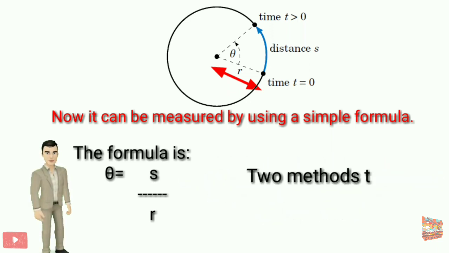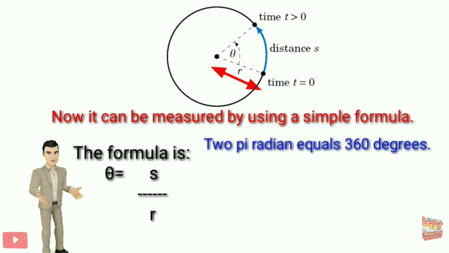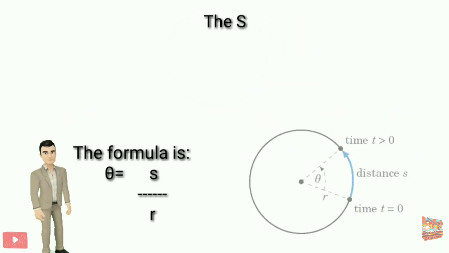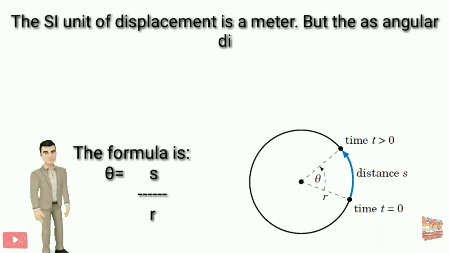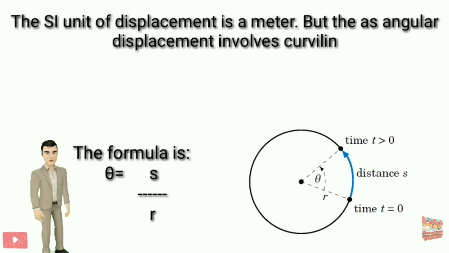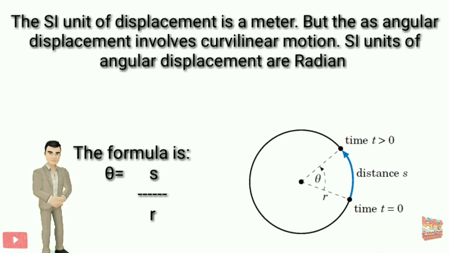There are two methods to find an angle: radian and degrees method. 2 pi radian equals 360 degrees. As we know, the SI unit of displacement is the meter. But as the angular displacement involves curvilinear motion, SI units of angular displacement are radian or degrees.